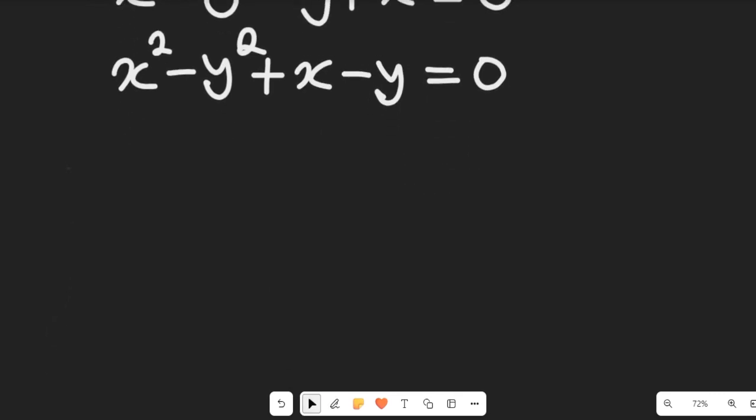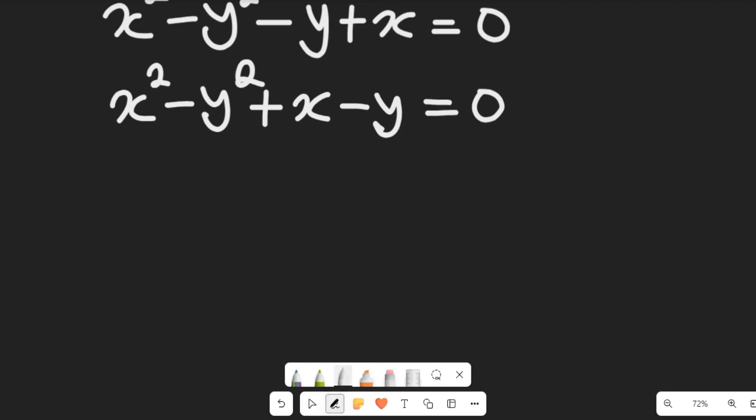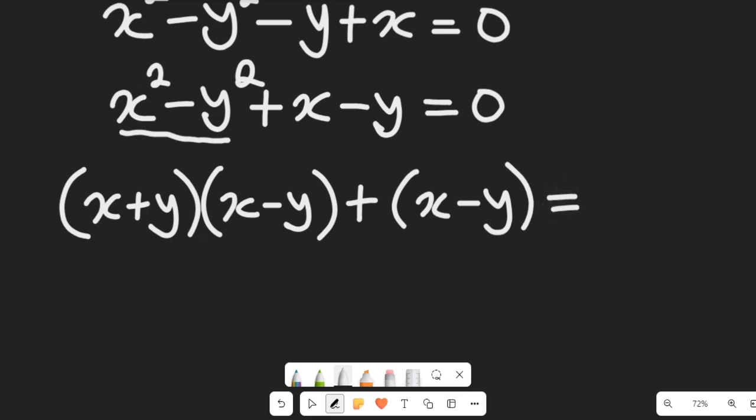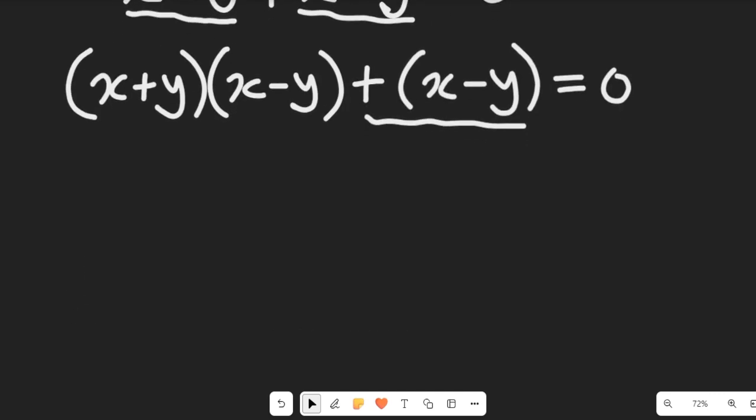Now recognize the fact that this is a difference of two squares. If so, that is going to give us x plus y multiplied by x minus y, and this can be plus x minus y, and this will be equal to 0. Because if you expand this, we're going to still have this. Now you see that x minus y is common.